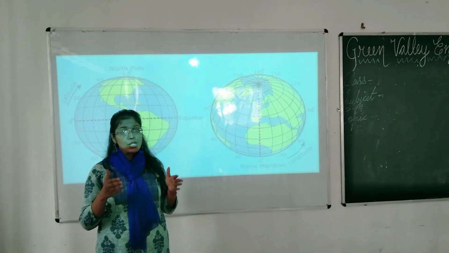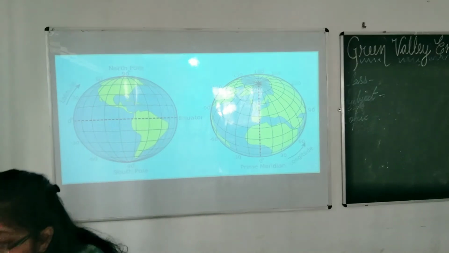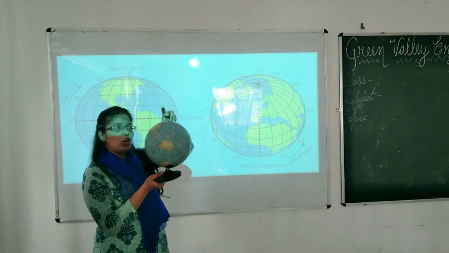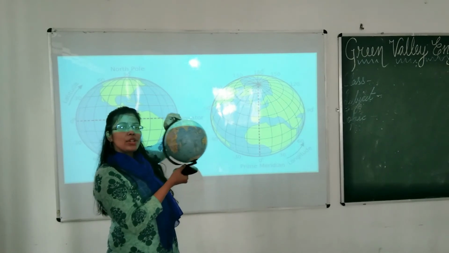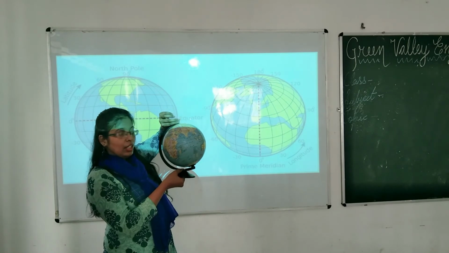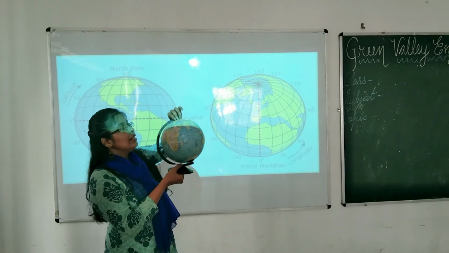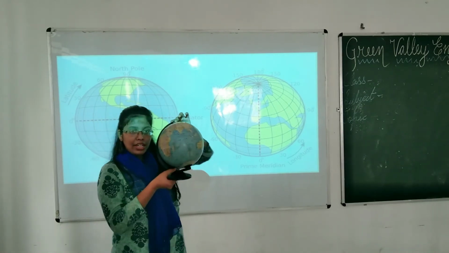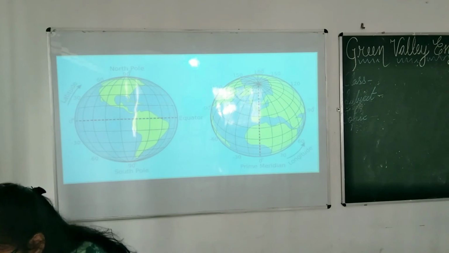Axis, I told you, is an imaginary line passing from the center and joining North Pole and South Pole. Earth is tilted at 23.5 degrees. It is not straight, it is tilted. You can see it's tilted. So it is tilted at 23 degrees and 30 minutes. So this is an axis, an imaginary line. Do remember the words, an imaginary line.